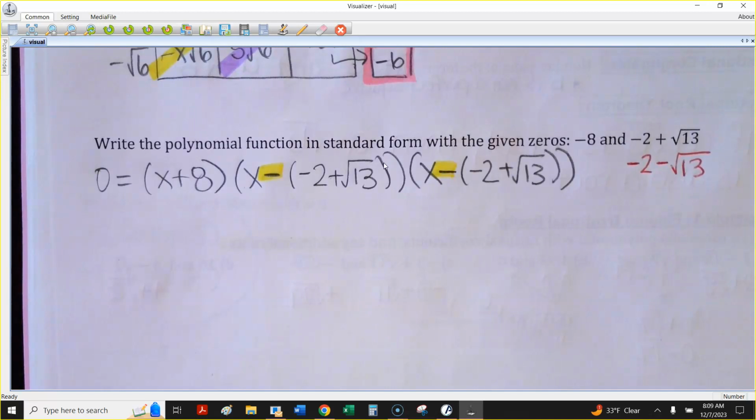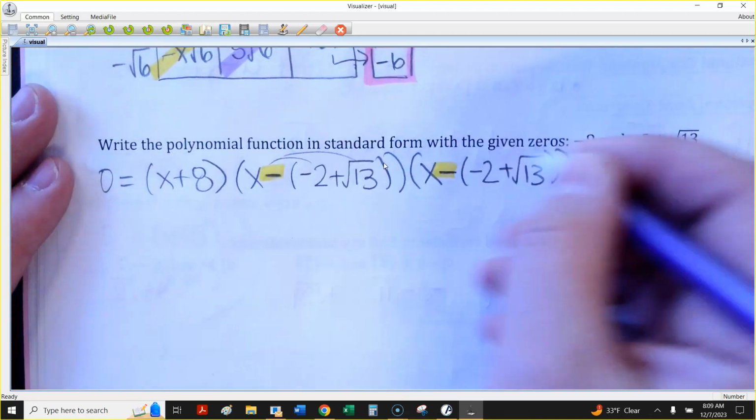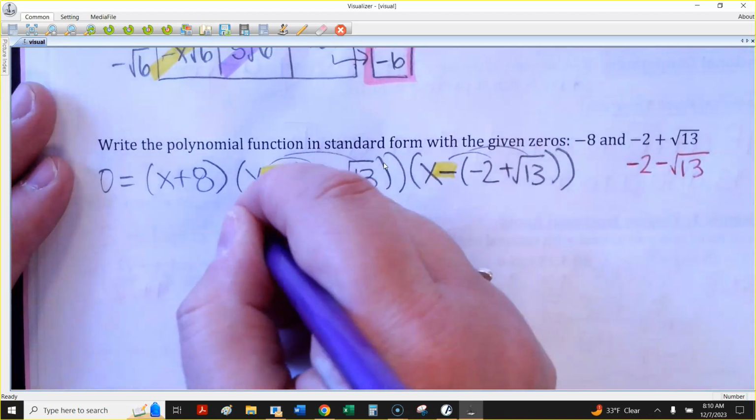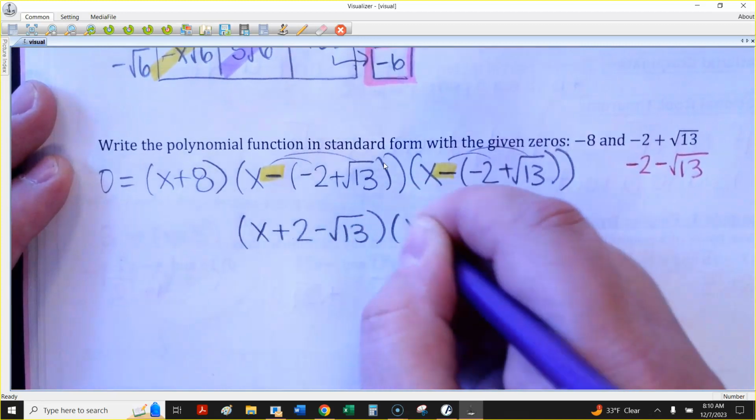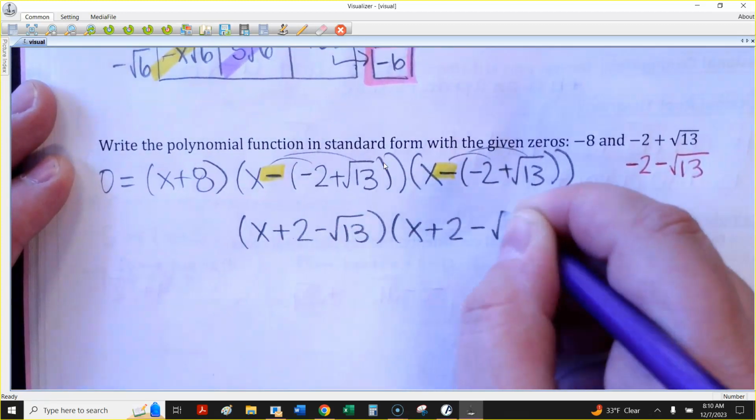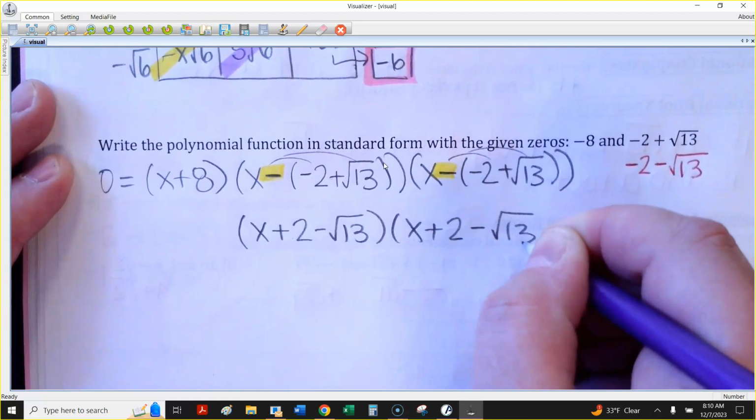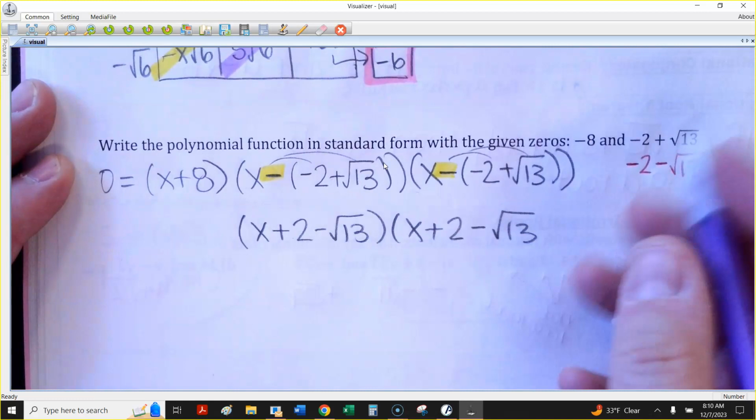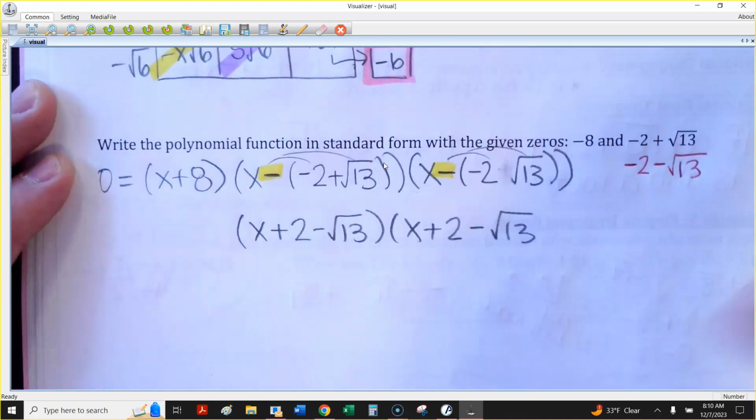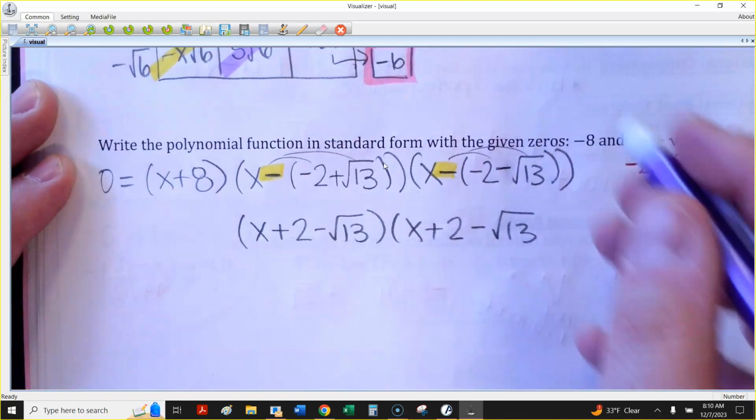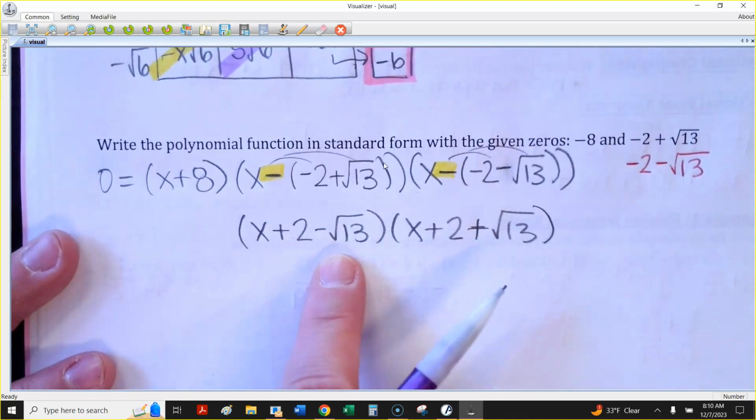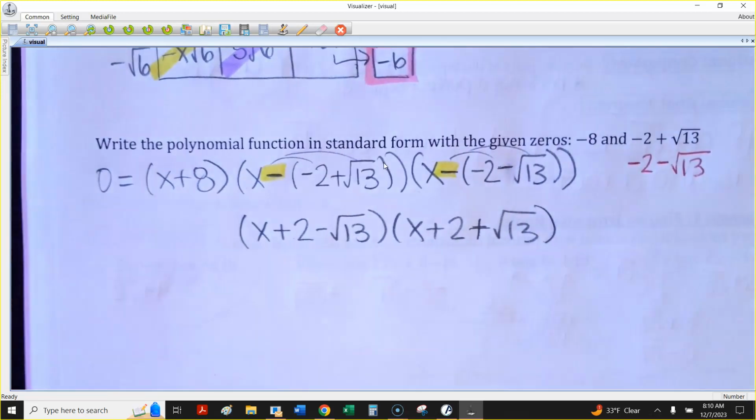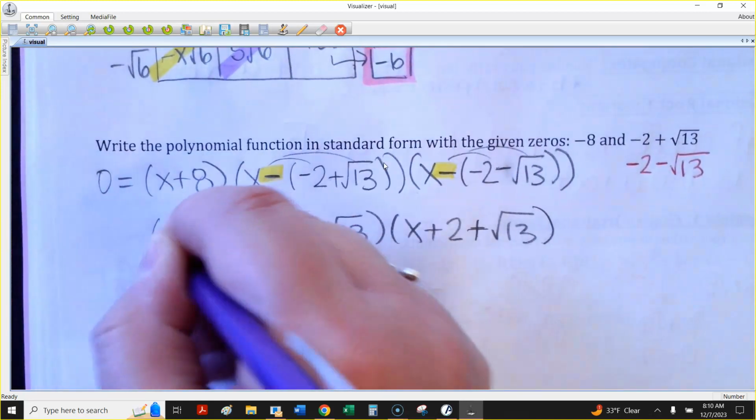Now, before you try to multiply anything out, I would get rid of this extra set of parentheses that you have here. Just do a little distributive property, just running a -1 through there. So I'm actually going to get x plus 2 minus radical 13 and x plus 2 minus, what did I just do? Oh crap, I wrote this as a plus twice. I'm sorry guys, this should have been a minus. Okay, so one should be x plus 2 minus radical 13, the other one would be x plus 2 plus radical 13. And then I'm just going to rewrite this x plus 8 real quick.